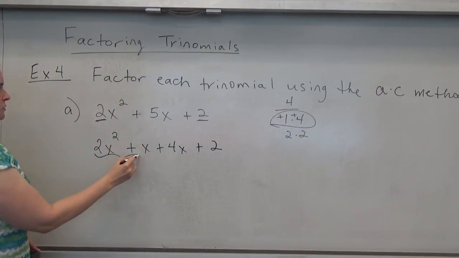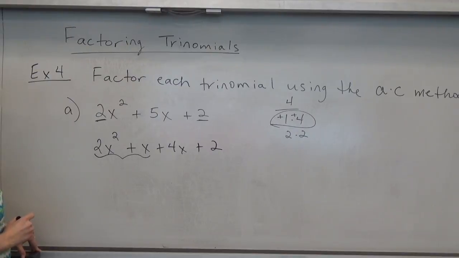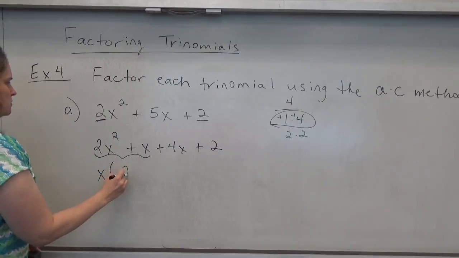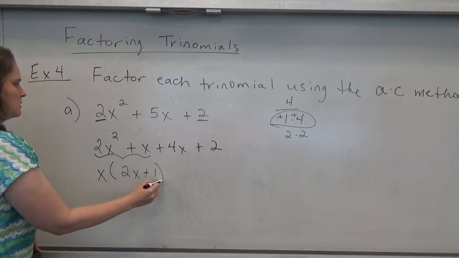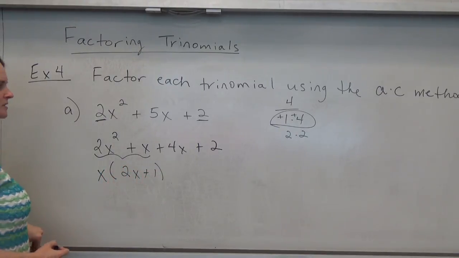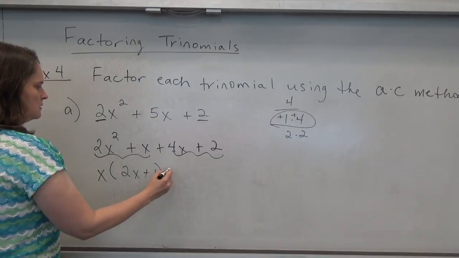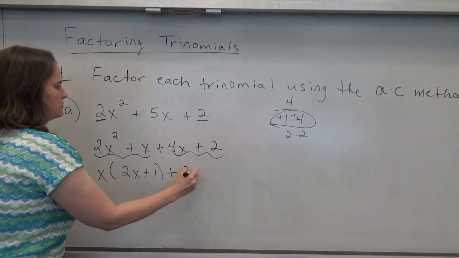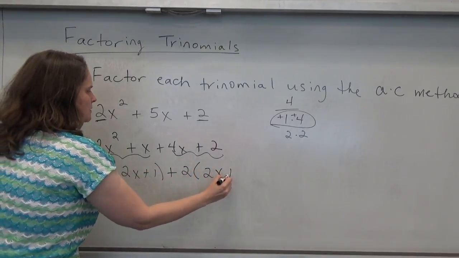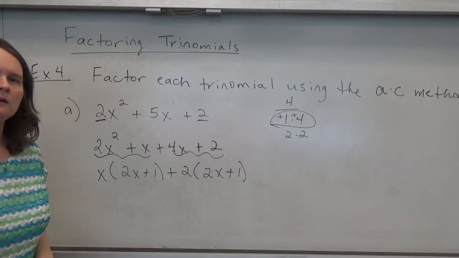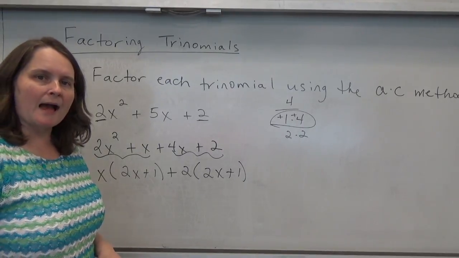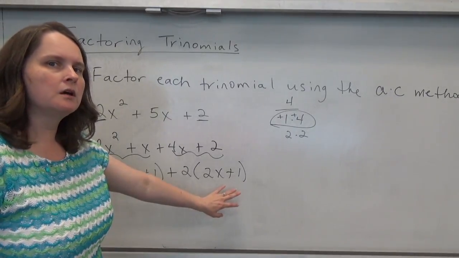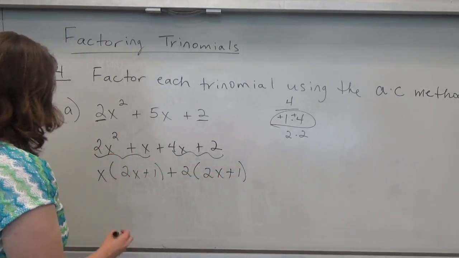Now looking at the first 2 terms, we have a common factor of x. We can pull that out. That leaves me with 2x plus 1. Looking at my last 2 terms, I'll bring that plus down, and I've got a common factor here of 2, and that leaves 2x plus 1. Okay? Do my 2 binomials match? All right, 2x plus 1, 2x plus 1, yes, those match, so we're good. You can pull the 2x plus 1 out to the front.